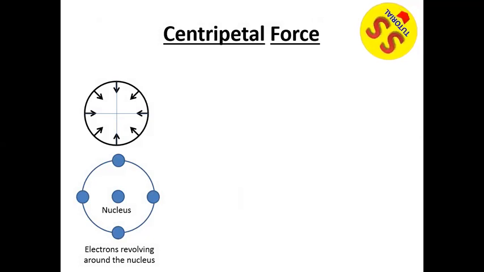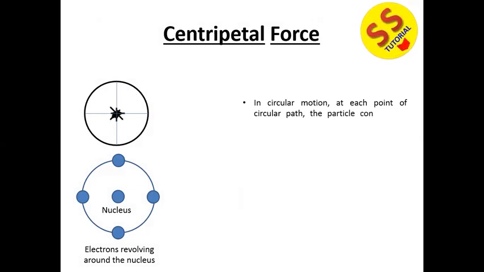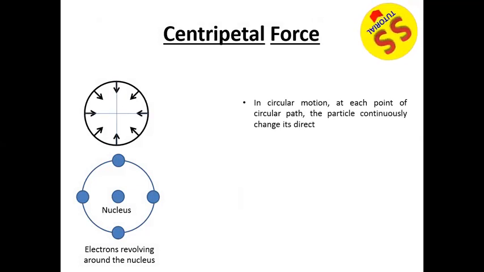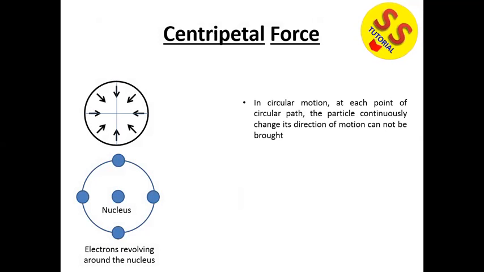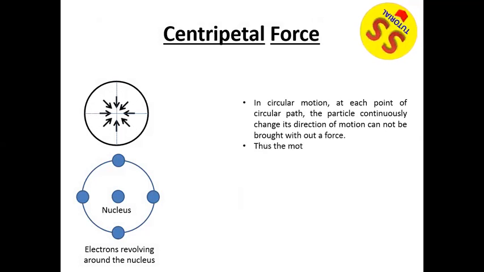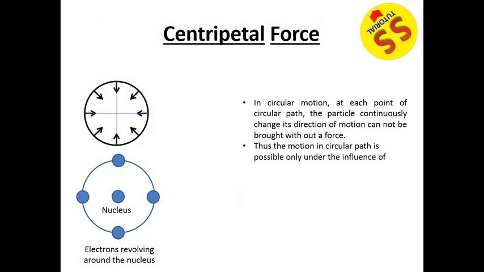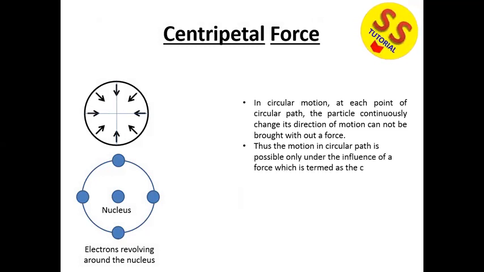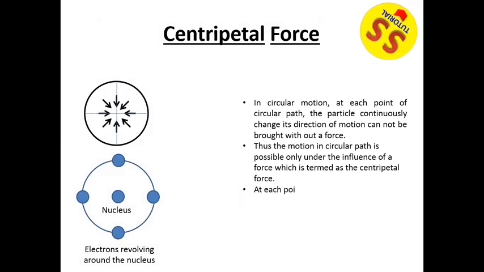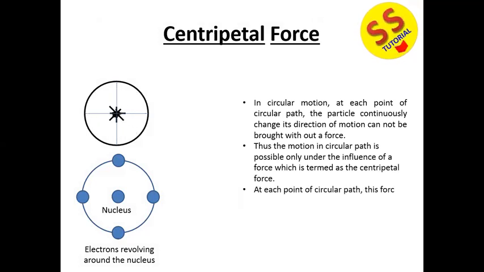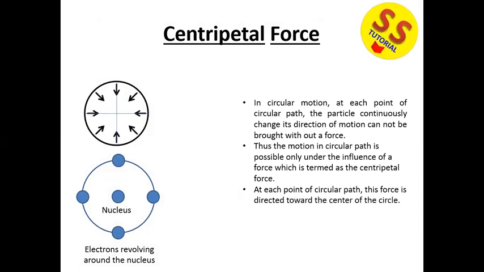Now, the main part of the circular motion is centripetal force. What is centripetal force? In circular motion, at each point of the circular path, the particle continuously changes its direction of motion, which cannot be brought about without a force. Thus, motion in a circular path is possible only under the influence of a force which is termed the centripetal force. At each point of the circular path, this force is directed toward the center of the circle.